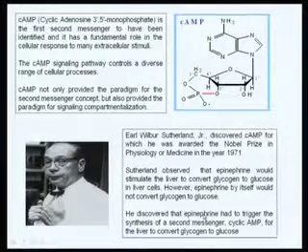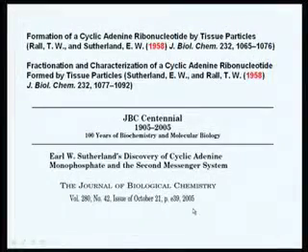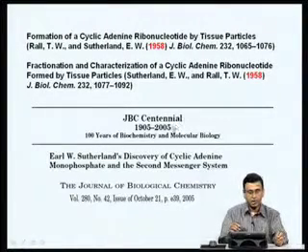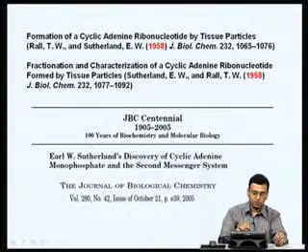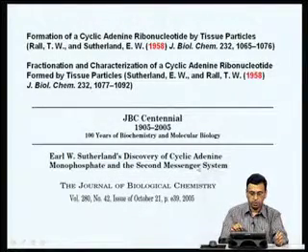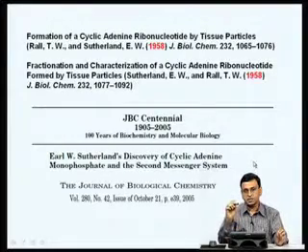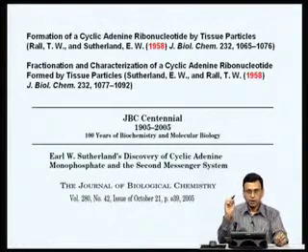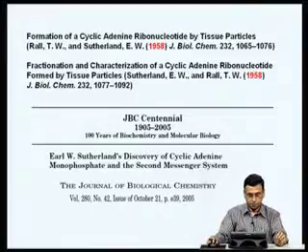In fact, some of the classical papers published by Earl Sutherland are shown here: two papers from 1958 published in the Journal of Biological Chemistry. These were actually reproduced in the centennial year of the Journal of Biological Chemistry, in 2005, where they reproduced some of Sutherland's classical work on the discovery of cyclic AMP, cyclic adenosine monophosphate, as a second messenger system. So, the discovery of cyclic AMP as a second messenger is one of the important landmarks in biological chemistry.